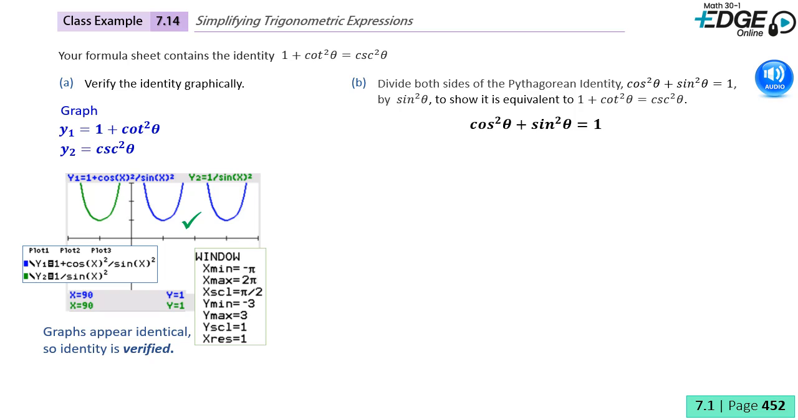Unlike the last problem, where we started with the non-original Pythagorean identity and divided to get back to it, here we're going to start with cos squared plus sine squared equals 1 and divide through by sine squared to arrive at this new version.